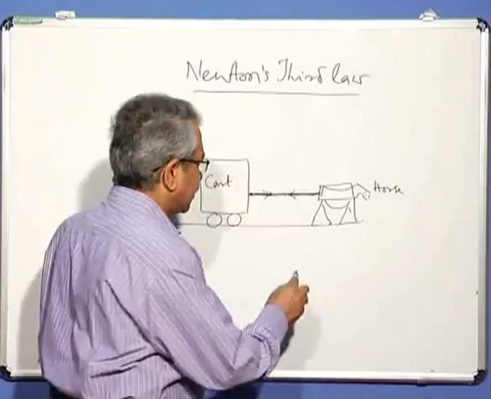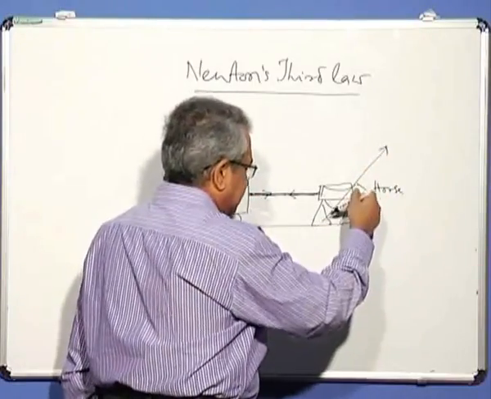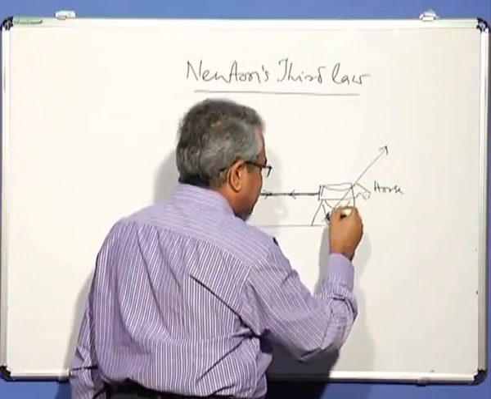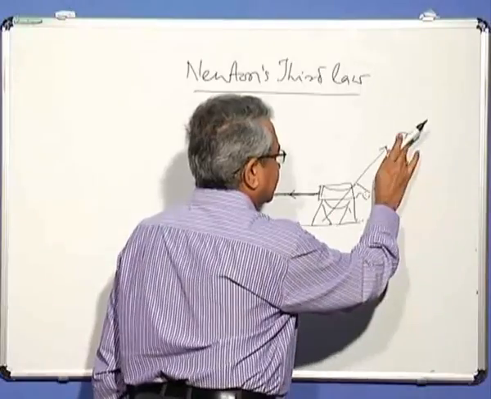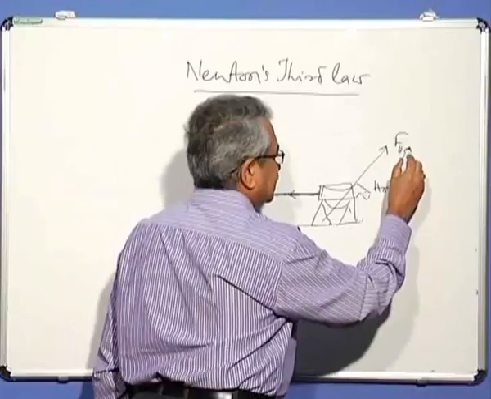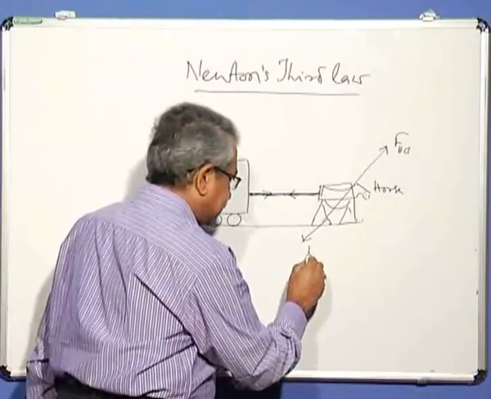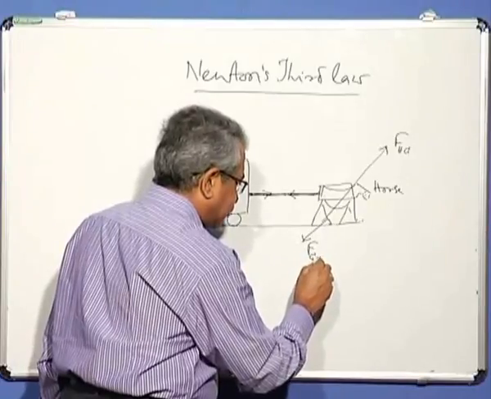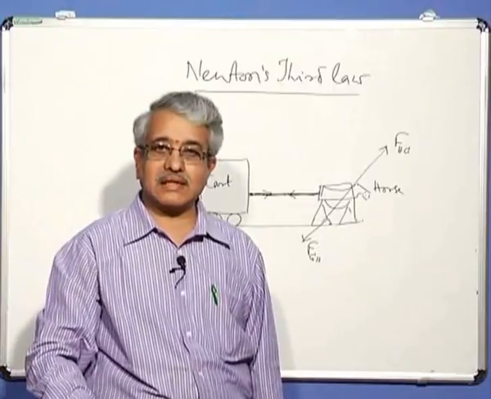That means a force is generated from the ground by the horse. That force is a reaction force from the ground on the horse. This is the force that it is taking from the ground. It is pushing the ground for that purpose, in this way, force on the ground from the horse. This is the action-reaction pair that is occurring there.